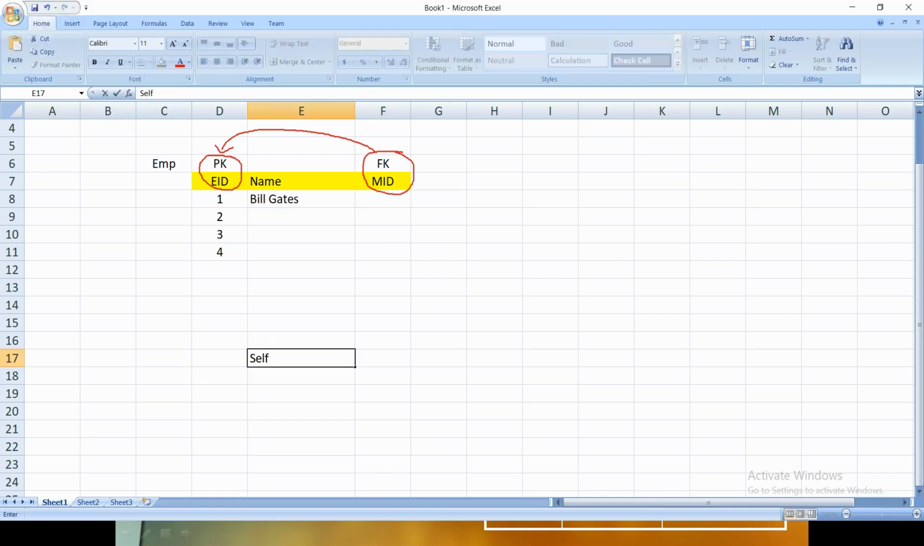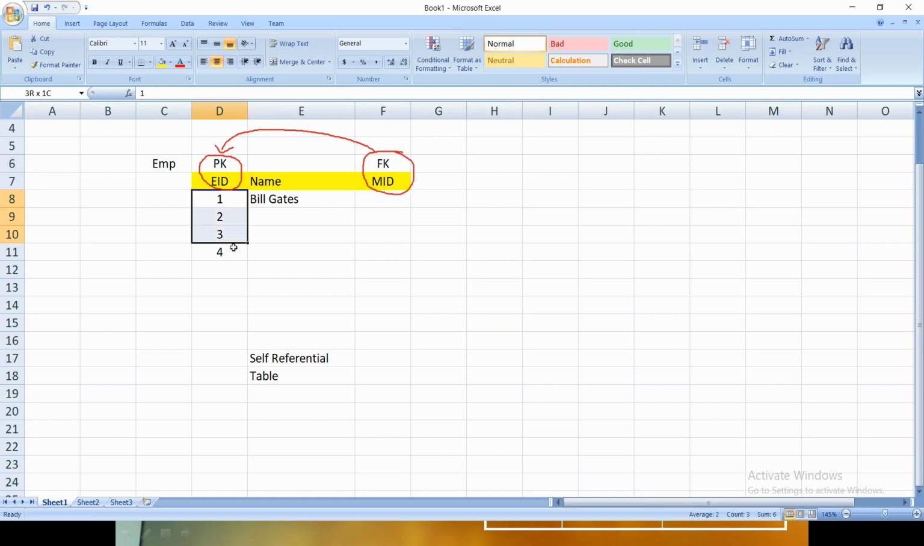Remember this point. Self-referential. Self-referential table means a foreign key is referring its own table's primary key. Bill Gates doesn't have any boss because Bill Gates is the boss for the company. It is a foreign key. If you think that foreign key should not allow null, then you will ask Bill Gates, sir, tell me your boss. Bill Gates says, no, I don't have any boss. I am the boss for the company. Foreign key has to allow null. Otherwise, you will go mad.